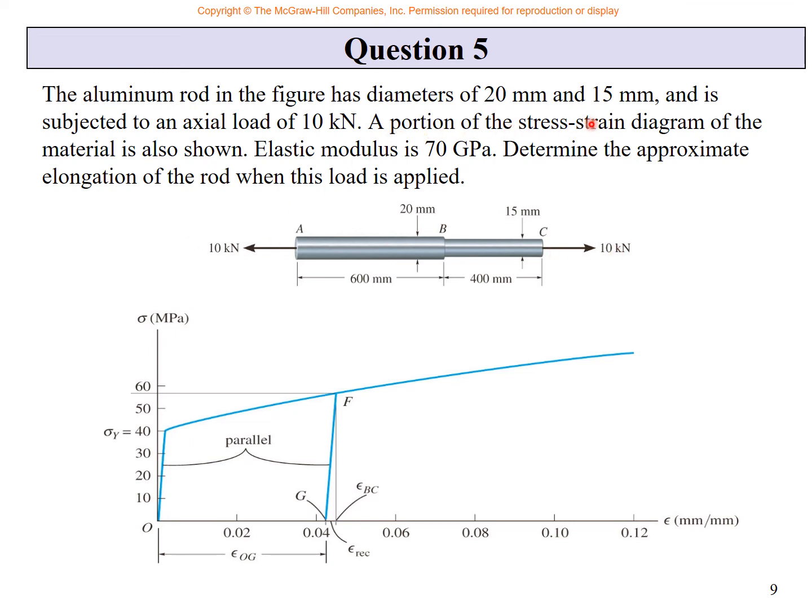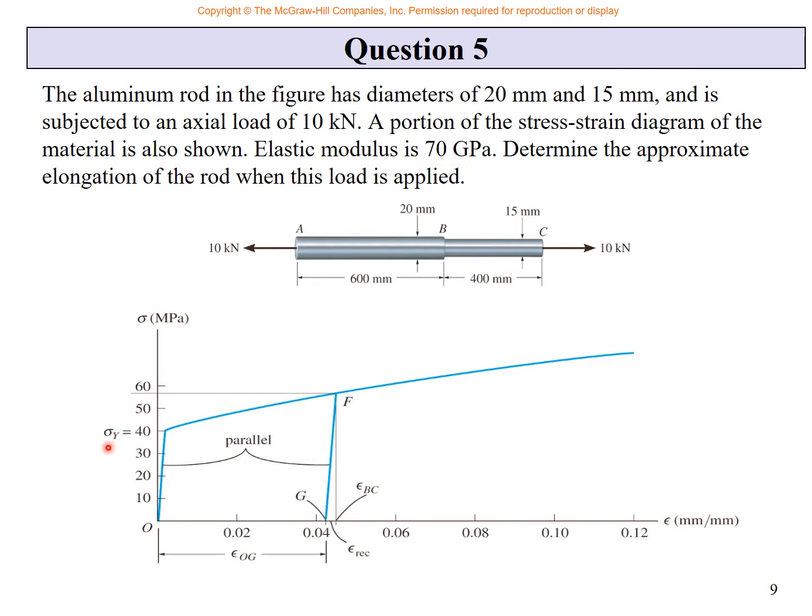This is shown in the diagram already. A portion of the stress strain diagram of the material is also shown. This diagram is given, that this is an aluminum alloy, and the stress strain graph of the aluminum alloy is given. Elastic modulus is 70 gigapascal. You see, the elastic modulus will be here, but the elastic modulus value is already given.